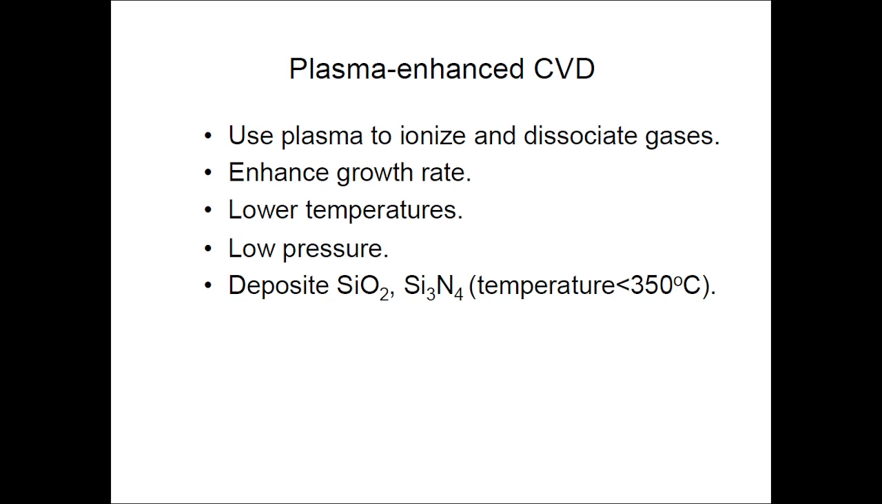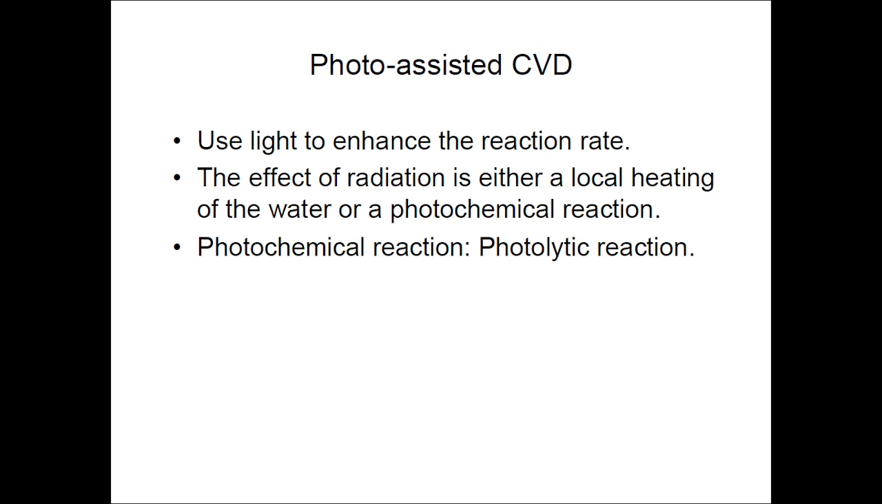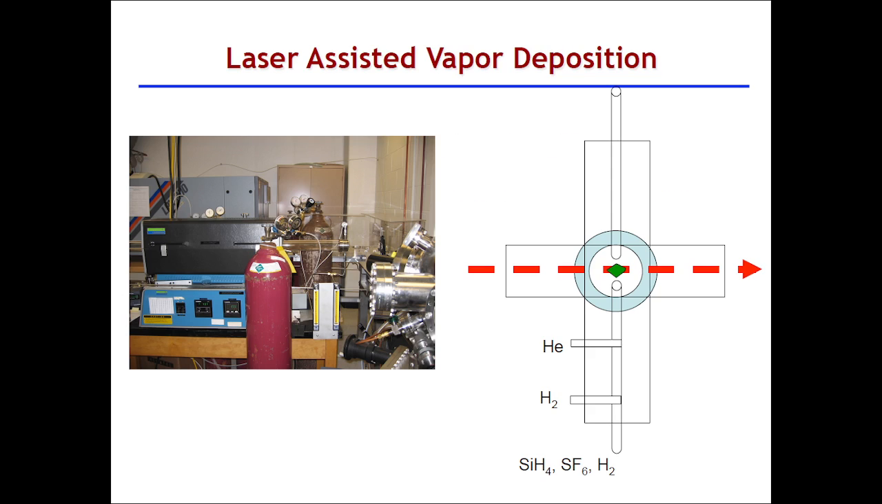Another one is plasma enhanced CVD. Here we use plasma to ionize and dissociate gases, which enhances the growth rate, at low temperature and low pressure, and deposits SiO2 and Si3N4 films by using this technique. And there is another one, which is photo assisted CVD, which uses light to enhance the reaction rate, and the effect of radiation is either a local heating of the wafer or a photochemical reaction. The photochemical reaction will be a photolytic reaction as well.